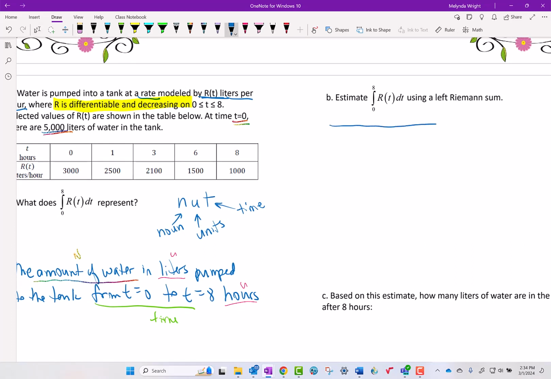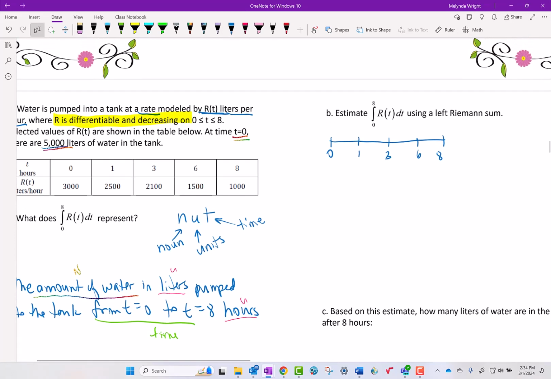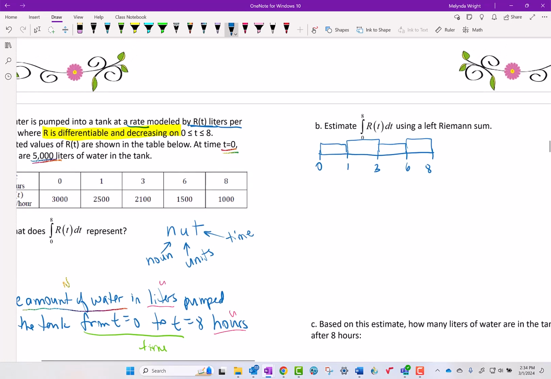Personally, I have to write out a number line. I know y'all don't always have to do that, but I'm very visual. I need to see what's going on. I'm not even trying to be accurate. We've got some rectangles here, right? And we want to use the left Riemann sum, so we want to use the left side of the rectangle to represent the height of the rectangle. Y'all remember that? The left side represents the height.